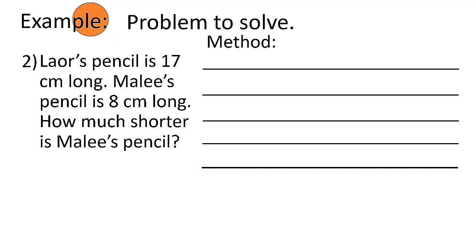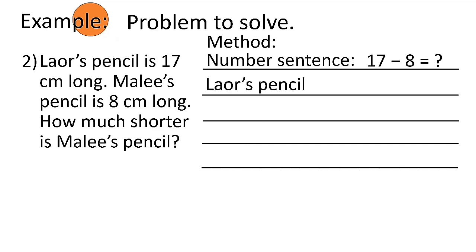Okay, for us to be able to know how much shorter is Molly's pencil, what should we do? Yes, of course, the number sentence is 17 minus 8. We have to subtract for us to be able to know how much shorter is Molly's pencil. At first, you have to write Laura's pencil, 17 centimeters, minus Molly's pencil is 8 centimeters. And we can now subtract.